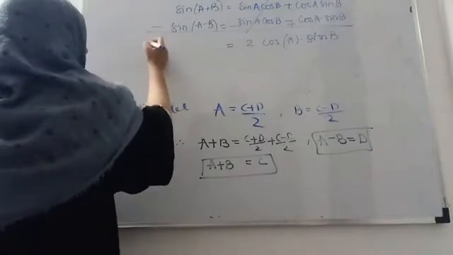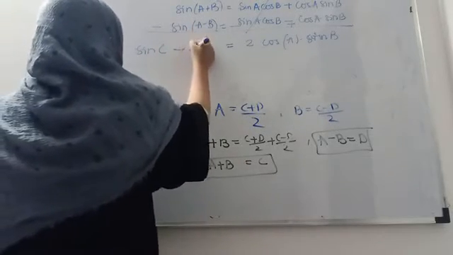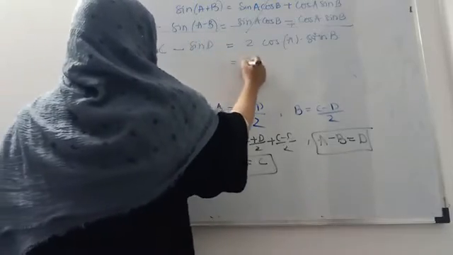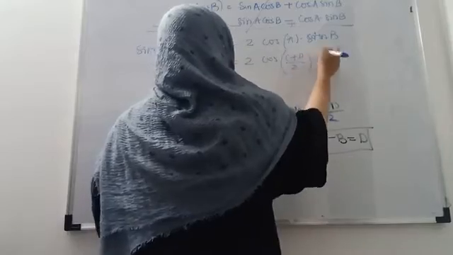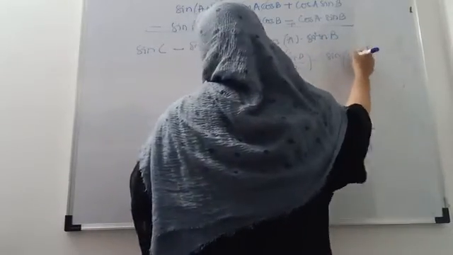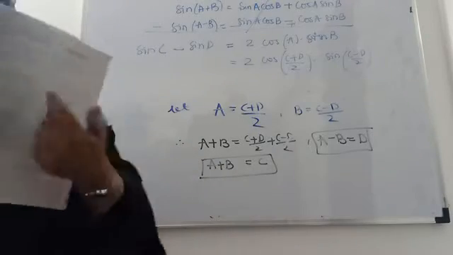and here it is sin A plus B means sin C and A minus B means sin D. So this is 2 times cos A, and A means what? C plus D upon 2, and B is what? C minus D upon 2. Hence proved. Okay, hence proved the second formula.